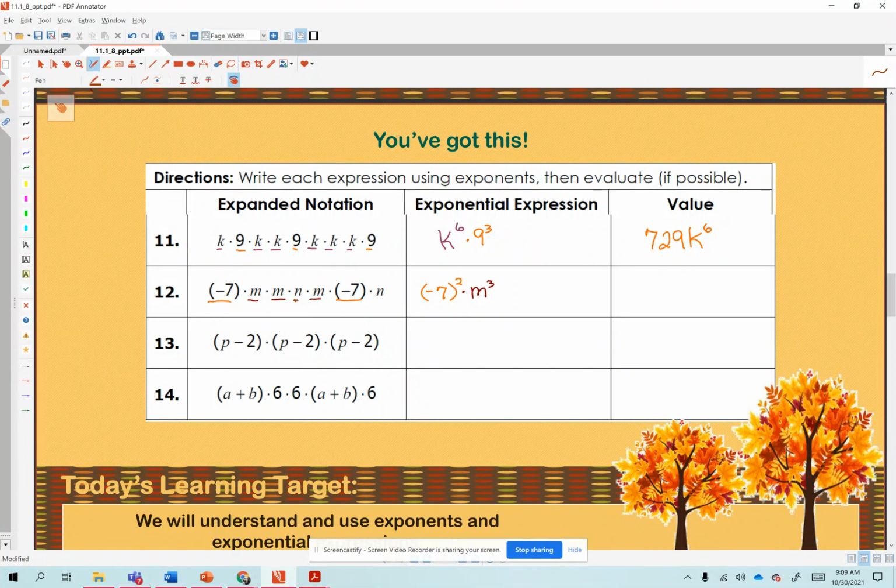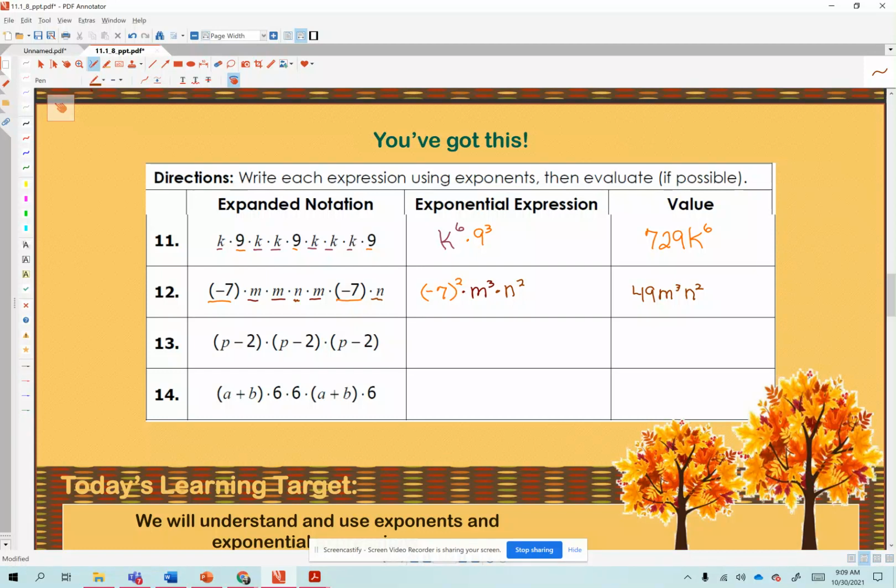And we have 2 n's, so that's times n to the 2nd. Now the m's and the n's we cannot evaluate. They will stay as is, but -7 times -7 is a positive 49, and we have our m to the 3rd, n to the 2nd.